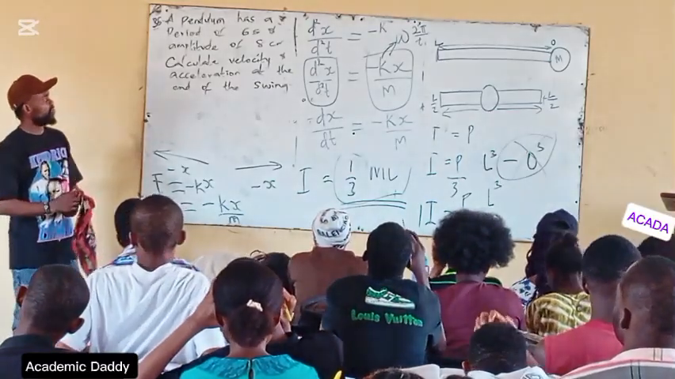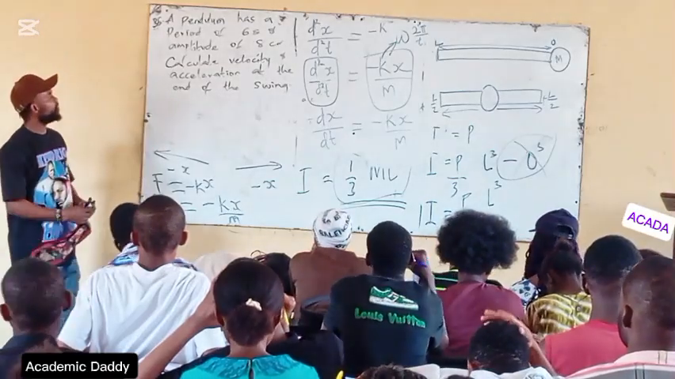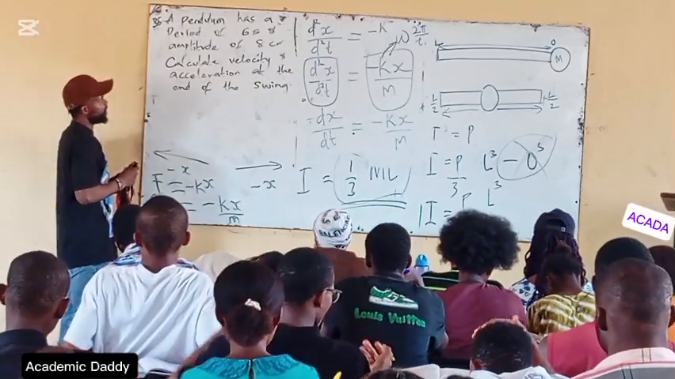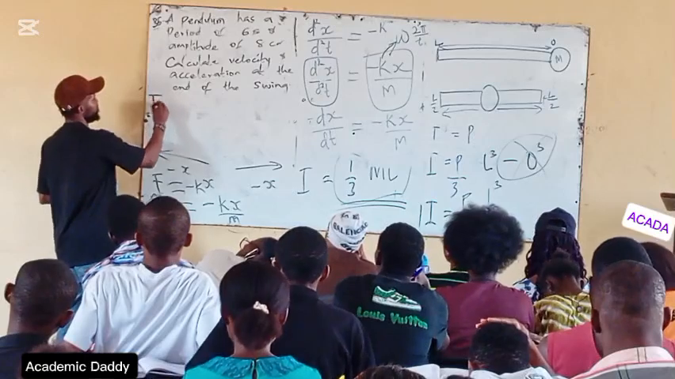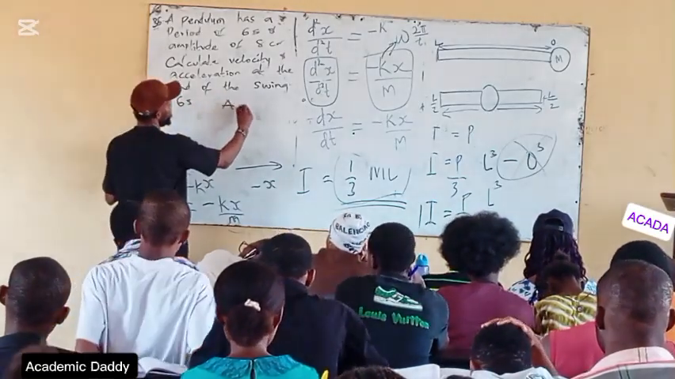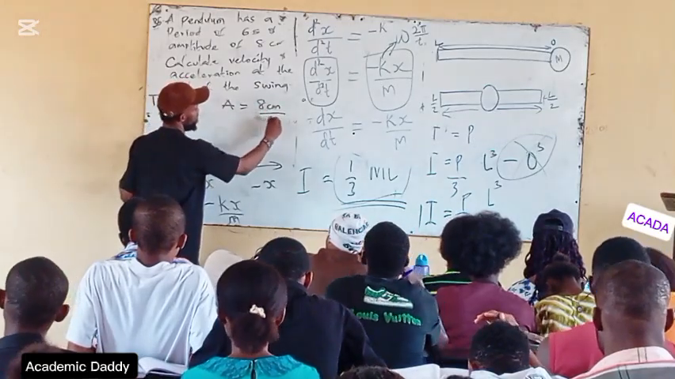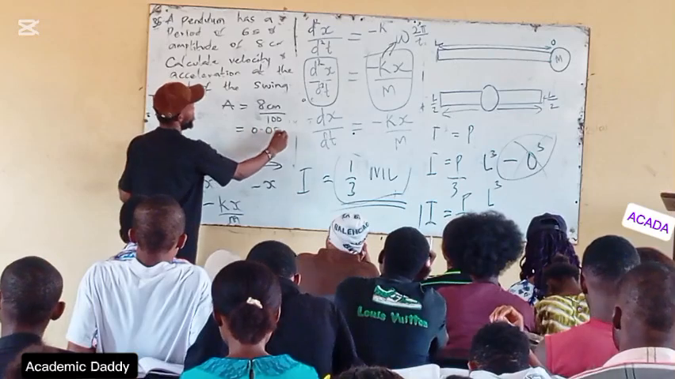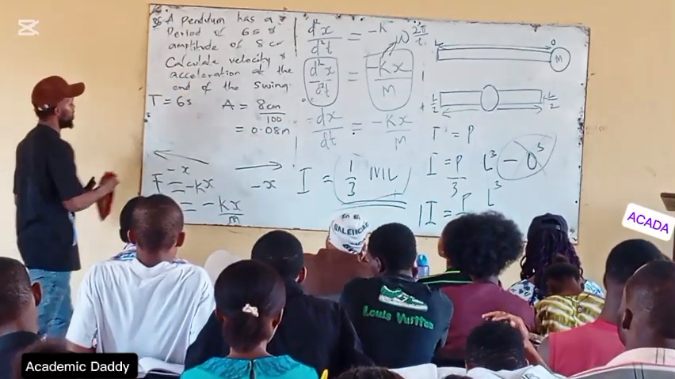Now let's look at this question. They said a pendulum, this is 5.6. So they say a pendulum has a period of 6 seconds. Let's bring up our parameters. I have T equal to 6 seconds. Then I have my amplitude 8 cm. And I know that cm is not our unit, it's supposed to be meter, so I have 0.08. They're not asking me to calculate velocity and acceleration.